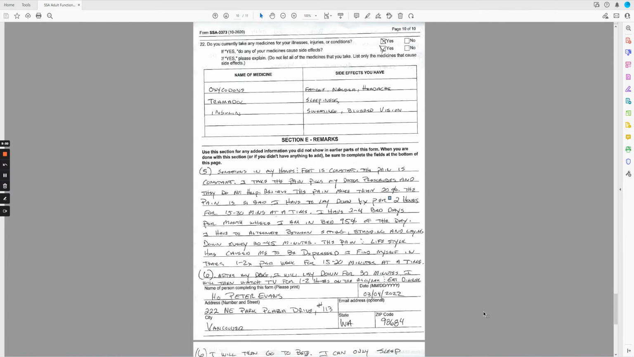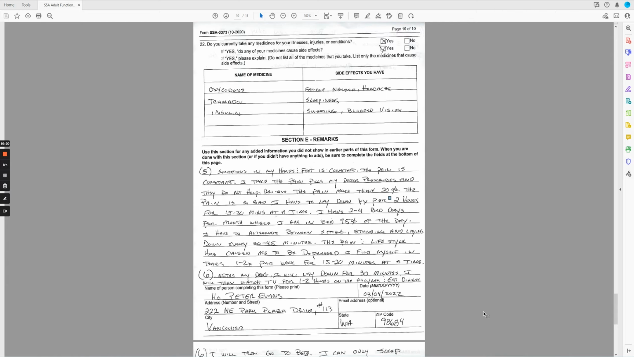And then I wrote, I have 2 to 4 bad days per month where I'm in bed 95% of the day, and I have to alternate between sitting, standing, and laying down every 30 to 45 minutes. The pain and the lifestyle has caused me to be depressed. So if you have mental health symptoms, make sure to put them there. I find myself in tears. So mental health, depression is a diagnosis, but crying is a symptom of depression. So I find myself in tears 1 to 2 times per week for 15 to 20 minutes at a time.